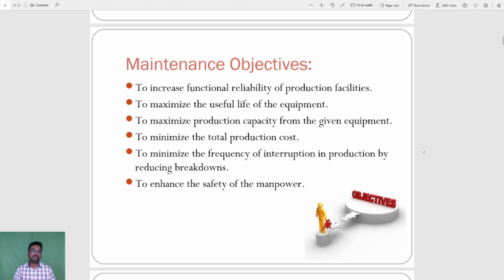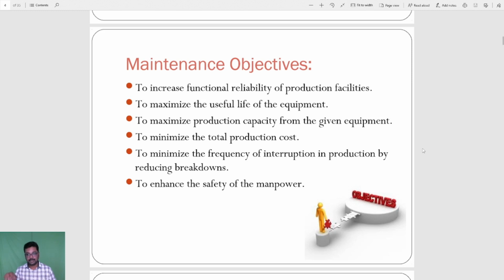Now, some objectives of plant maintenance. It will increase the reliability of the production, and it maximizes the lifetime of the equipment. This is very important, guys. Why do we need this maintenance? Once we do the maintenance frequently at the given time, it will increase the lifetime of the equipment. This is what we actually need: the lifetime of the equipment must be increased.